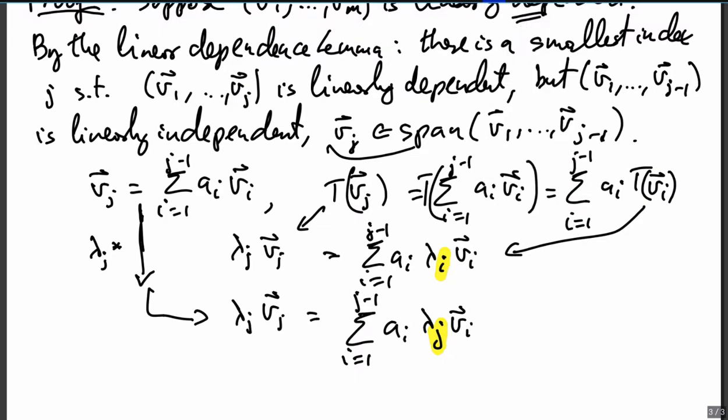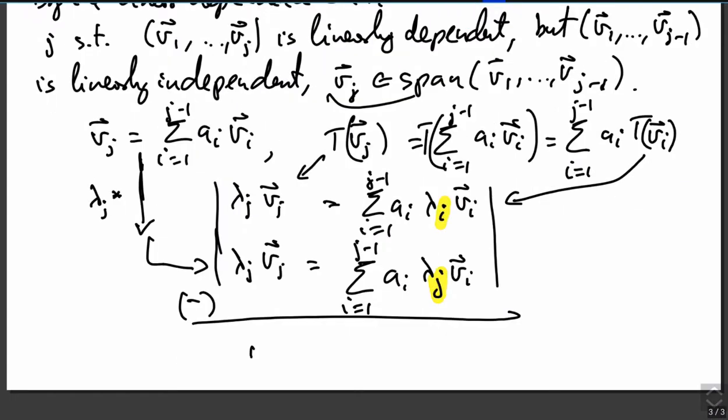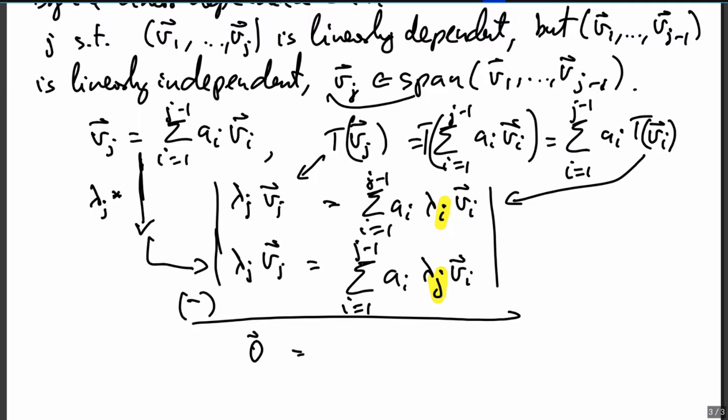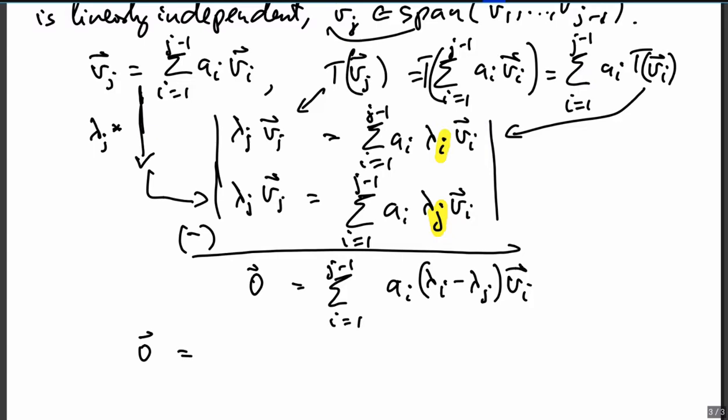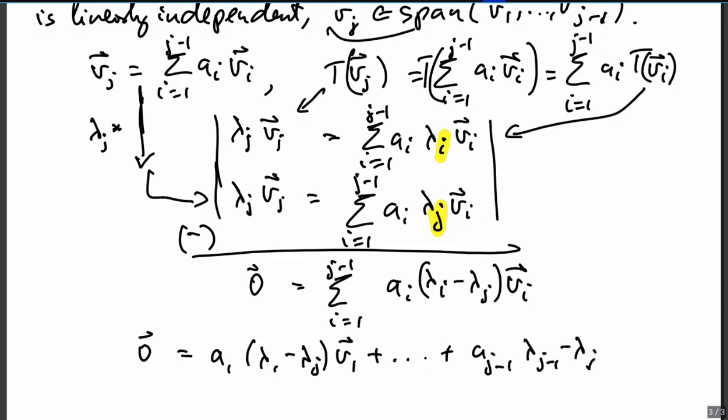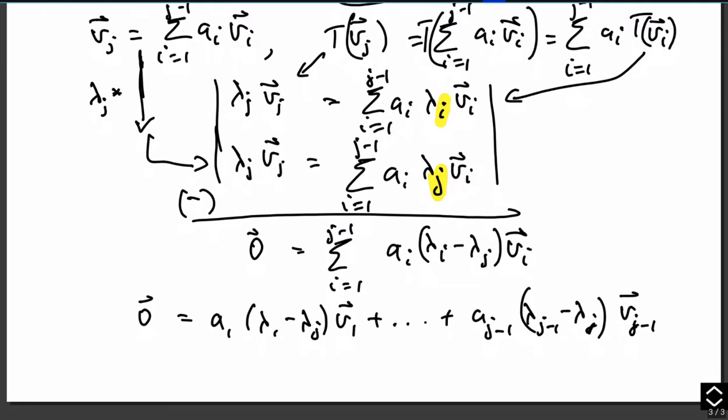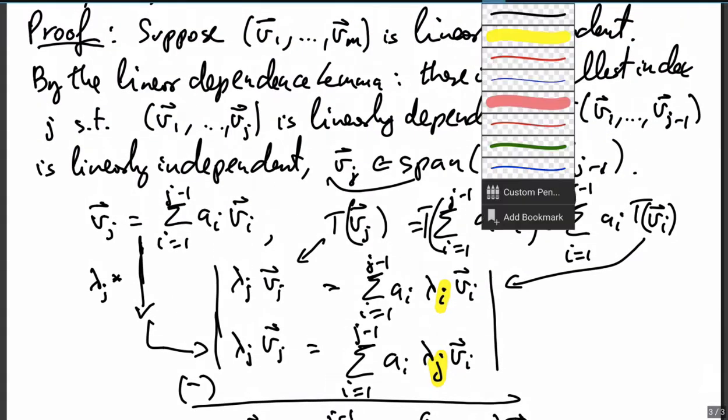And then we can subtract these two equations. So on the left-hand side we get the zero vector, and on the right-hand side we can collect like terms and factor out ai vi, and then what we are left with is lambda i minus lambda j. Let me write this out term by term, although it maybe just helps us to see better what's going on. The last one is a sub j minus 1, lambda j minus 1 minus lambda j, v sub j minus 1.